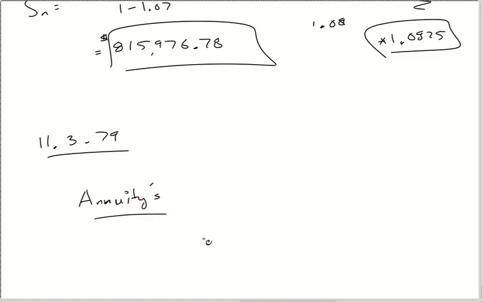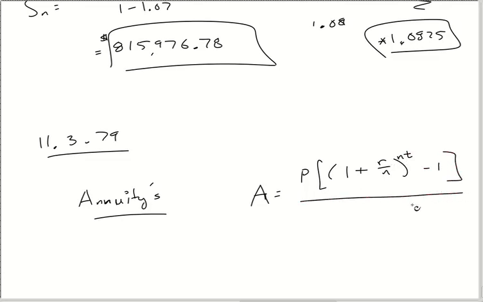Annuities. Annuities are things like, you put money into an account, but then they give you some more, and then you toss some more in every month, and they build some interest on that, and you toss some more in. And they give me this big formula here. So I've got P, which is your principal, times the quantity, 1 plus R over N, all to the NT, minus 1, and then all divided by R divided by N. So that's the formula that they give you on this problem.